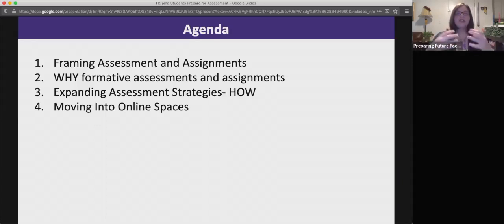So we'll move into the why we do formative assessments and assignments. Why is it important? And from the why, we'll move into the how and how we can do this. What are some actual techniques that we can use to do formative assessments to maintain student engagement, not only in the traditional classroom, but moving to online spaces. And that's where we'll end up.